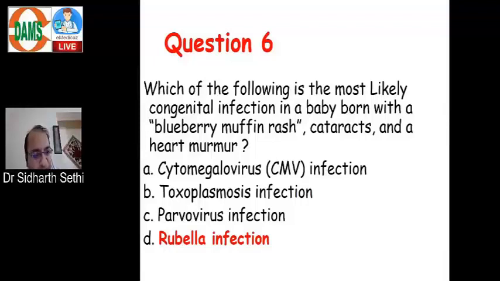Now how do you differentiate the other ones, CMV and toxoplasma? Remember, parvovirus here down below is one of the causes of non-immune hydrops fetalis. This question came in last year's NEET PG: can you tell us any infection in the mother which can cause non-immune hydrops fetalis in the baby?